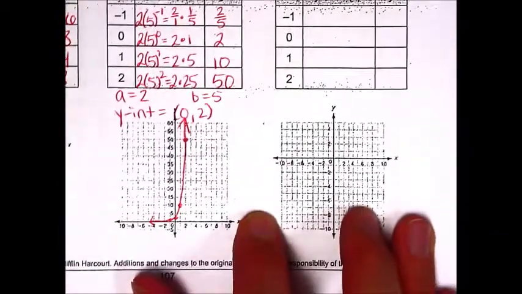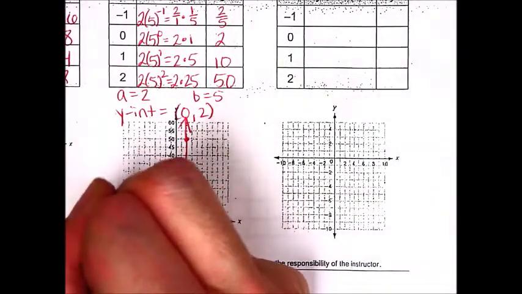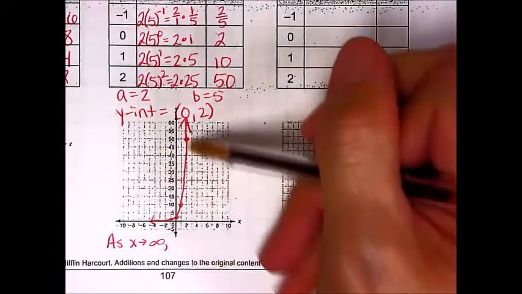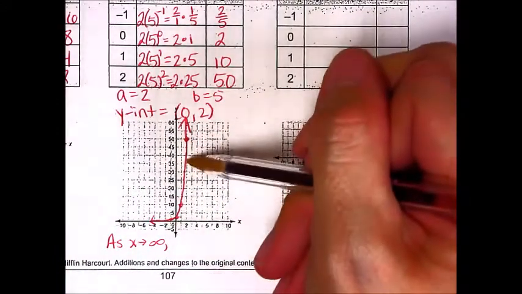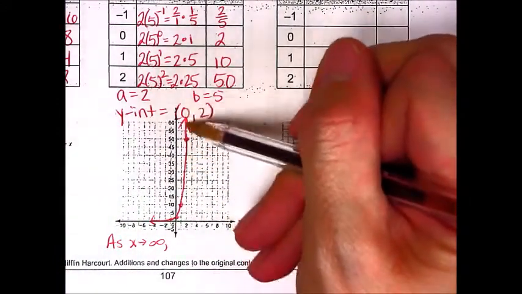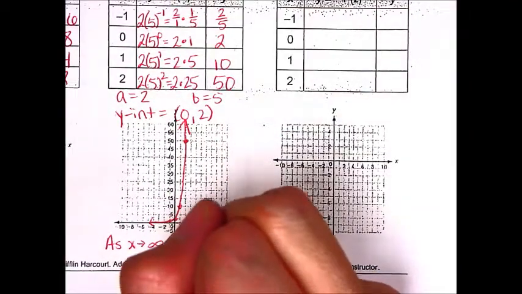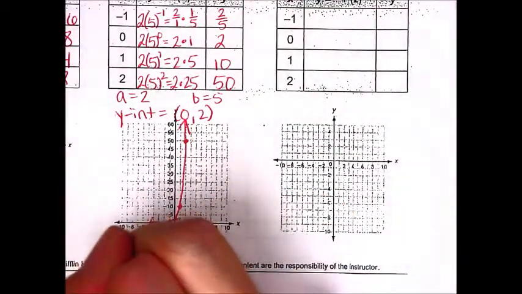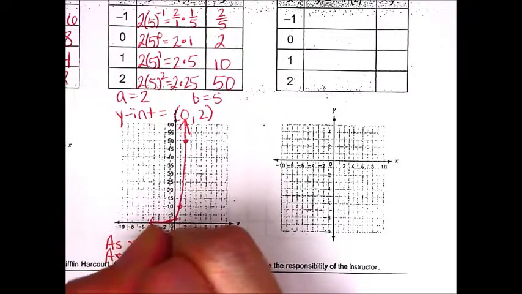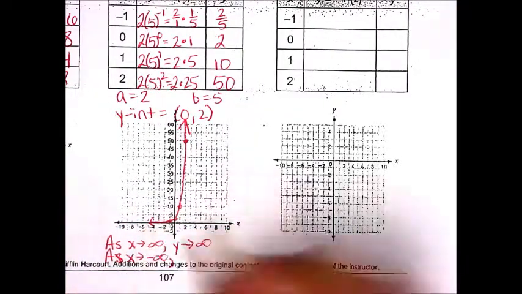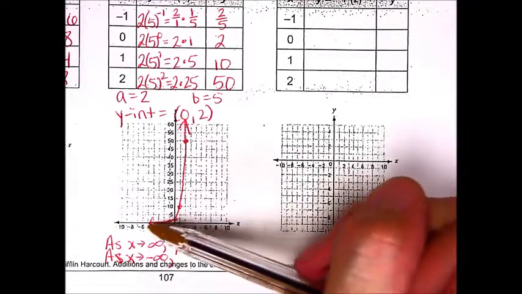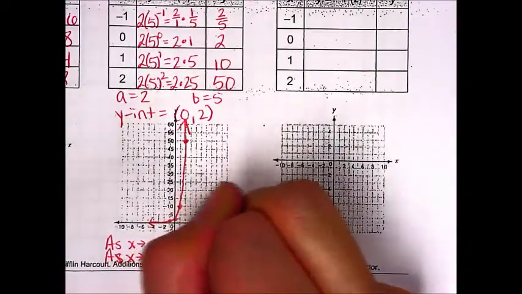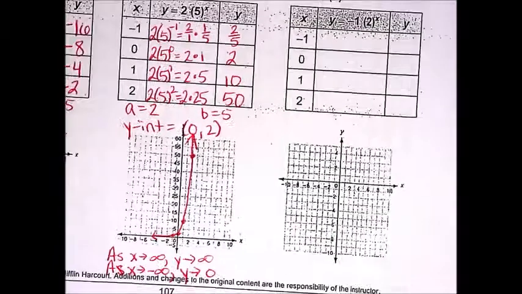Okay, can we describe end behaviors? As x approaches infinity. Okay, that's your right end. On the right end, what does this thing do? It goes up forever. Y approaches infinity. Okay, on the left end, that's where you write as x approaches negative infinity. On the left end, if you go left forever, your y is going to approach 0, but it's never going to get there.